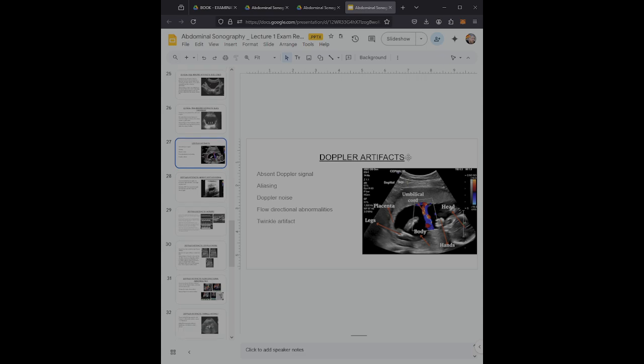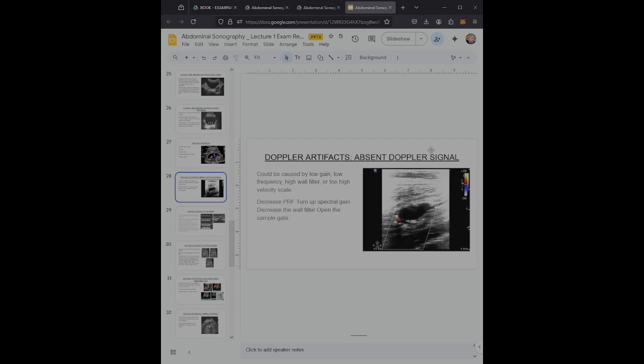Next we come to Doppler artifacts, and there are a number of Doppler artifacts, but on this image here we have an obstetric image of a fetus, with Doppler of the umbilical cord. So the legs are there, there's the placenta over there, there's the umbilical cord, there's the head, and the other hands. So these are absent Doppler signal, aliasing, Doppler noise, flow direction abnormalities, and twinkle artifacts.